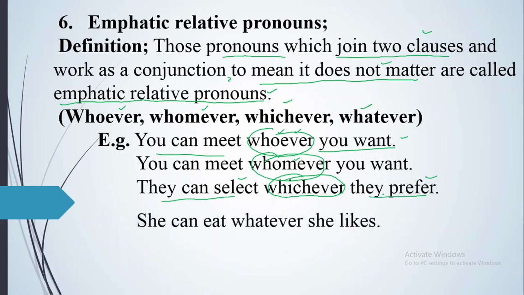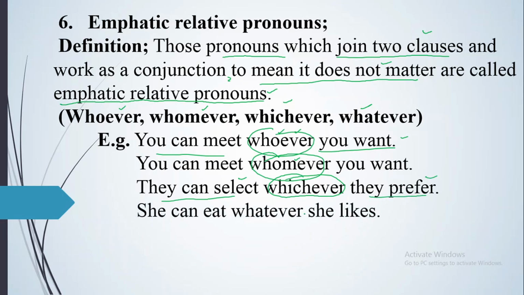After that we have got, she can eat whatever she likes. Now, she can eat whatever she likes. So whatever is joining "she can eat" with "she likes". So these are the emphatic relative pronouns which join two clauses and work as a conjunction to mean it does not matter. Clear? And whoever and whomever, keep in your mind, are used as an object to join two clauses.